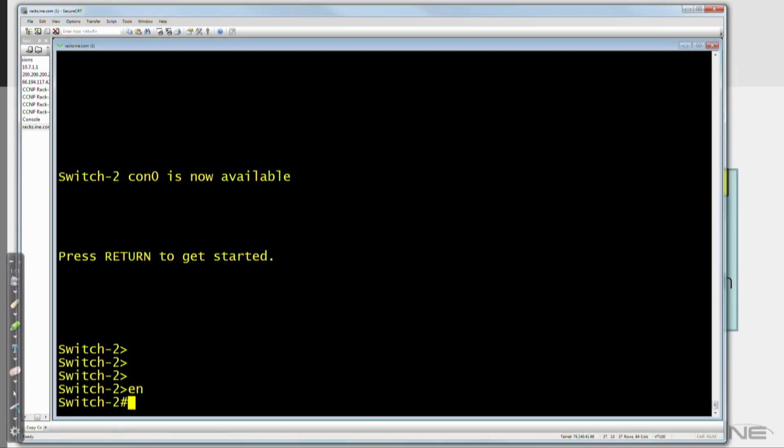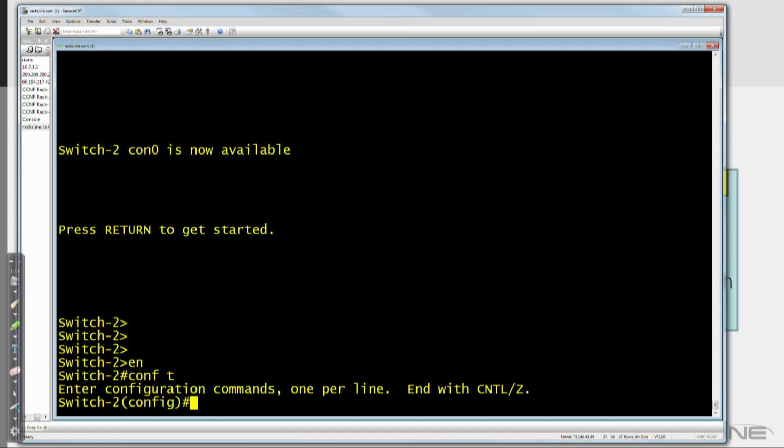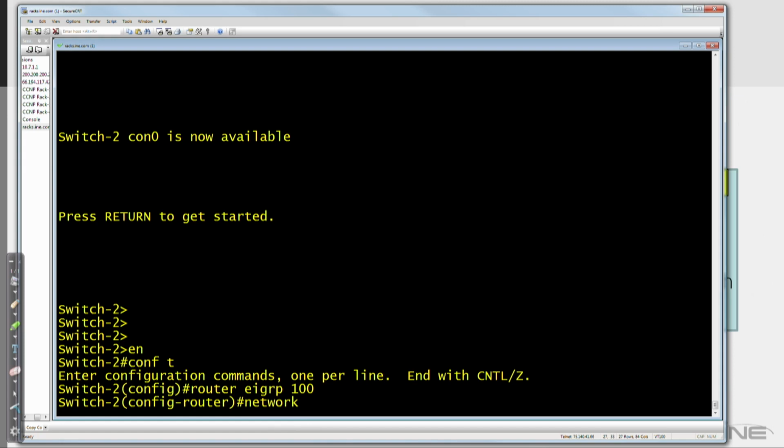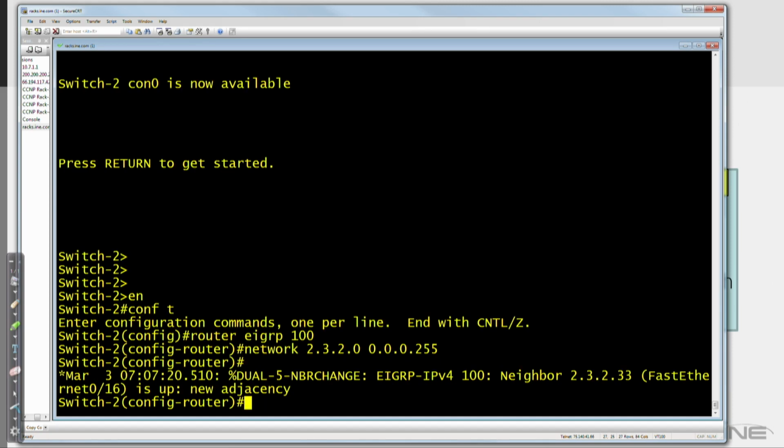Okay, so enable, conf t, router EIGRP 100, network 2.3.2.0 0.0.0.255. Now what you're going to see is as soon as I hit the enter key here, within seconds, this guy is going to exchange hello packets with switch 3, and they're going to form an EIGRP neighborship. 1, 2, there you go. 2 seconds, and they saw each other, and they formed a neighbor relationship.